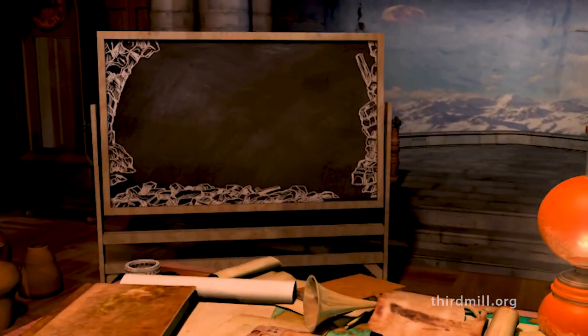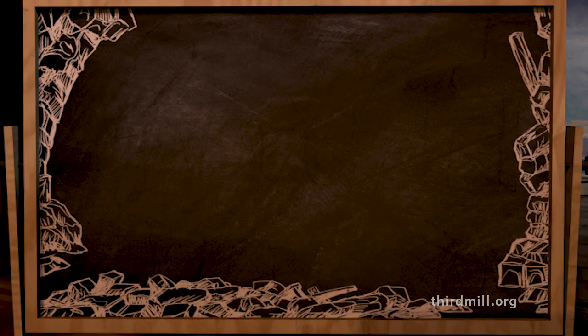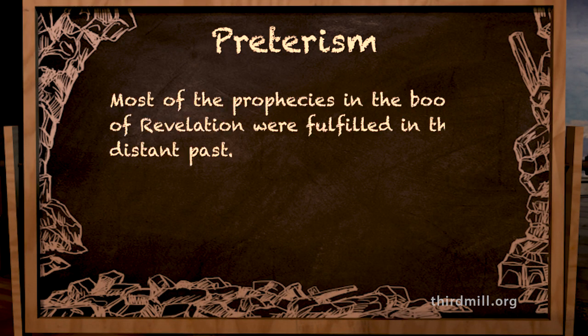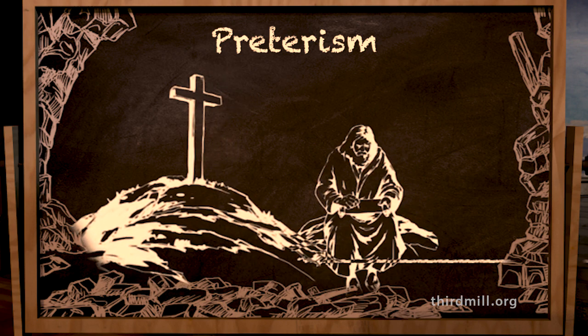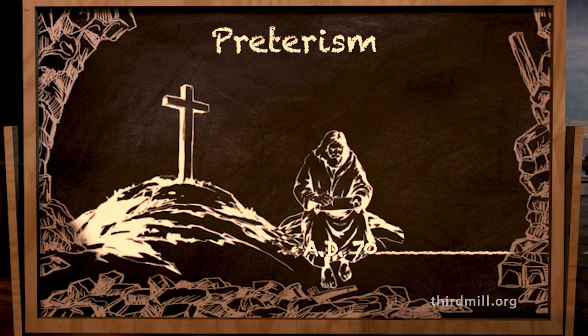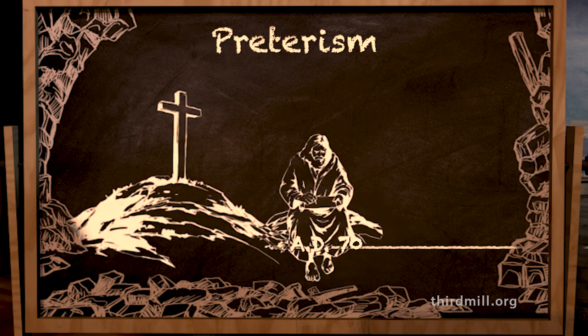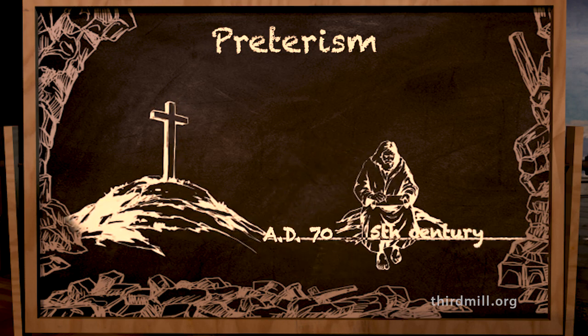The word preterite refers to things that happened in the past. Accordingly, the strategy of preterism says that most of the prophecies in the book of Revelation were fulfilled in the distant past. One form of preterism says that Revelation was written prior to the fall of Jerusalem in AD 70, and that most of its prophecies were fulfilled by that time. Another form suggests that these visions were fulfilled in the fall of the Roman Empire in the 5th century AD.